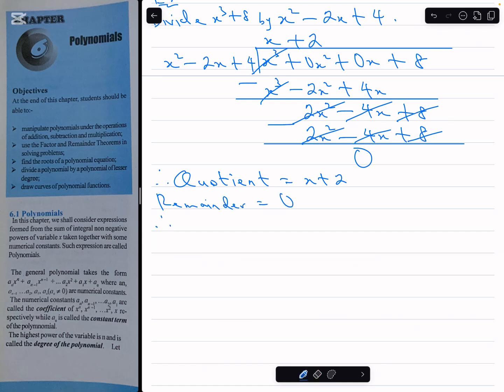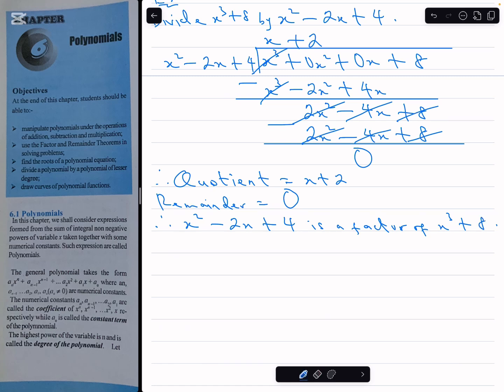And we can therefore say that x squared minus 2x plus 4 is a factor of x cubed plus 8. And that's it, very, very simply.